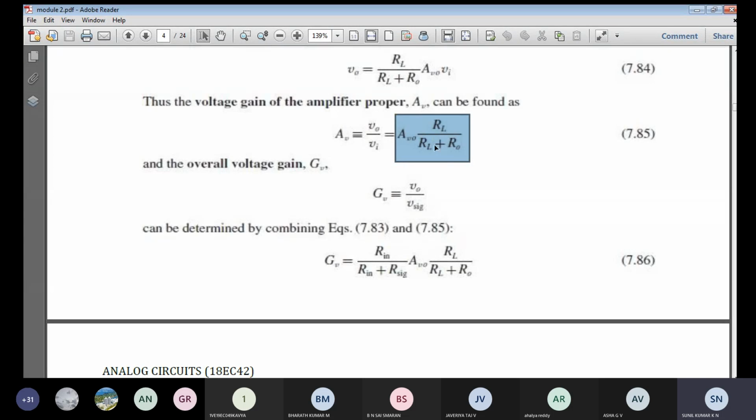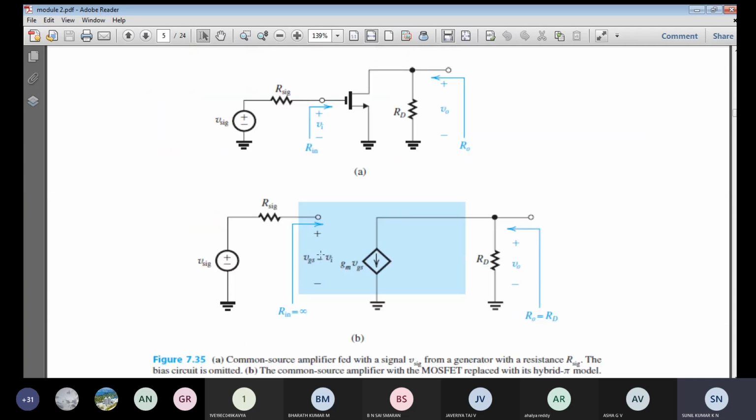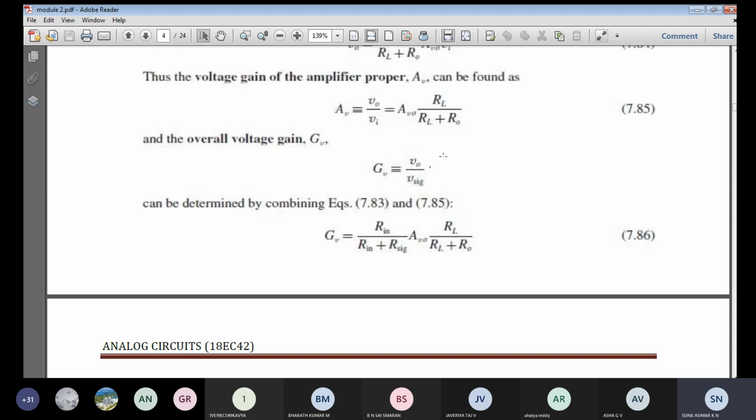So instead of this, you can also write, Vi can be expressed as what? Vi can be expressed as V signal into Rin divided by R signal plus Rin. Since Rin is infinity, this will not have any impact. So V signal can be approximated to Vi. The same thing he has written over here.